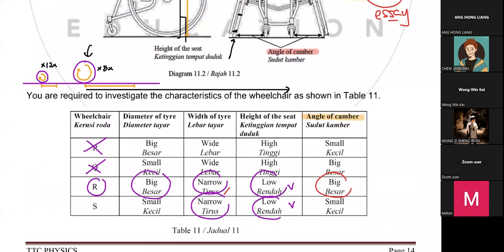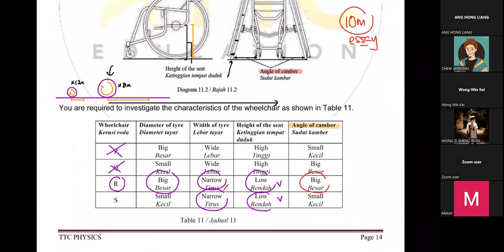Okay, guys, so just now we come back to this point. This essay question is 10 marks. Now, if this question is 10 marks, and I don't know how to describe anything, I don't know how to explain anything, but I just choose R. Out of these 10 marks, how many marks will I get? Guys, I repeat, out of these 10 marks, how many marks will I get by choosing correctly?